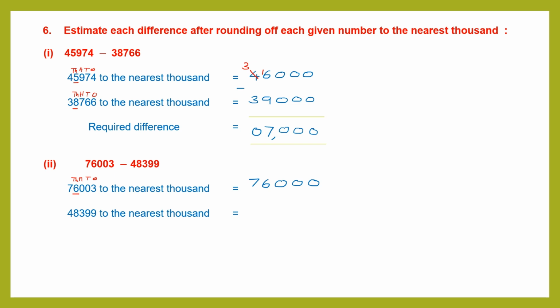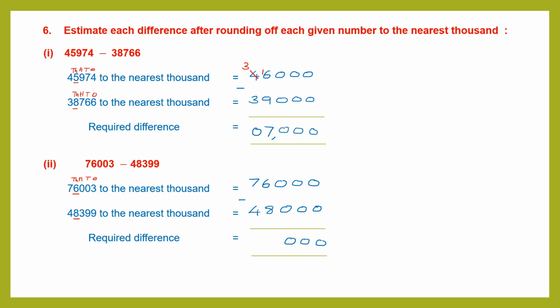Next number, 48,399. The digit in the thousands place, ones, tens, hundreds, thousands, is 8 and the digit next to it is 3 which is less than 5. So 8 will remain the same. So let's write 4 as it is. 8 will remain the same and the other 3 digits are 3 zeros. Now we're going to find the required difference by subtracting 0, 0, 0.